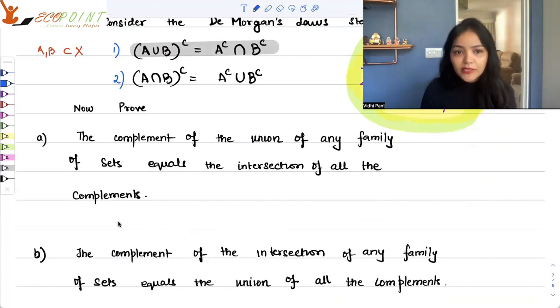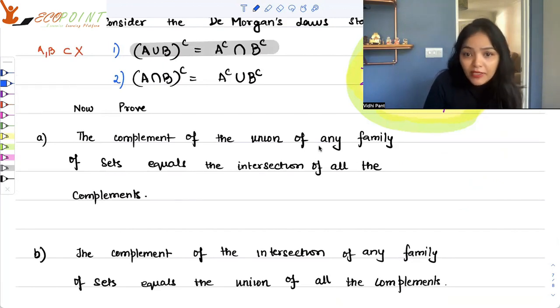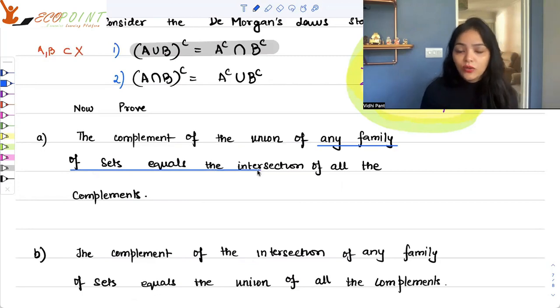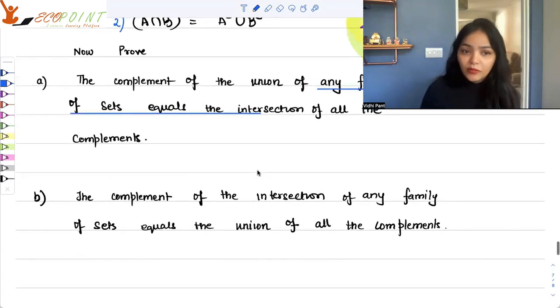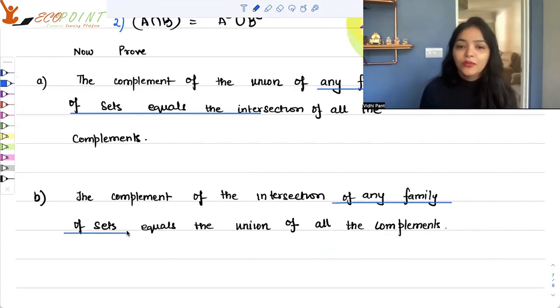Now we have to prove the following. Today, what we have to prove is that the complement of the union of any family of sets equals the intersection of all the complements. And number two, the complement of the intersection of, again, any family of sets equals the union of all the complements. The two statements that I've given to you are an extension of the two-set case that I've just revised with you.